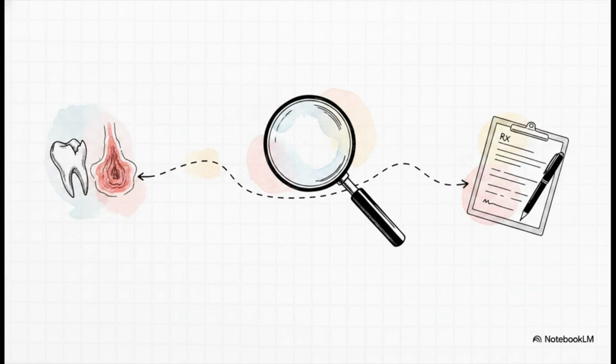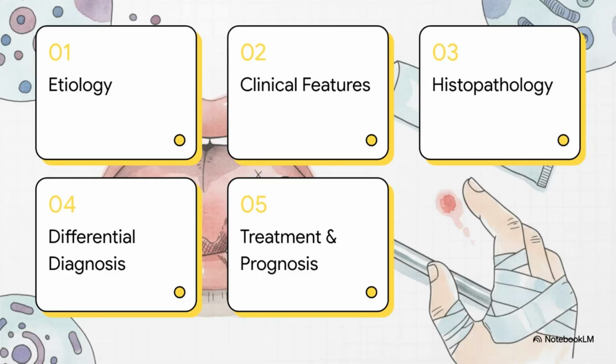I really want you to approach today's review like a clinical diagnostic mystery. We aren't just going to sit here and memorize textbook facts. We're going to move step by step, from the initial scene of the injury all the way to your ultimate treatment plan. Because when a patient sits in your chair complaining of a random sore spot, you need a mental algorithm, locked, loaded, and ready to go. Here's our roadmap for today, which mirrors the exact SOAP note structure you're already using in the dental clinic: etiology and pathogenesis, clinical features, histopathology and immunopathology, differential diagnosis, and finally, treatment and prognosis.